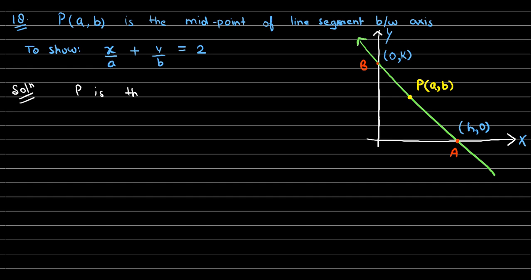Let's start doing this question. What is given to us? P is the midpoint of AB. If P is the midpoint of AB, then the coordinates of P will satisfy the condition. They are going to satisfy. Is it so?